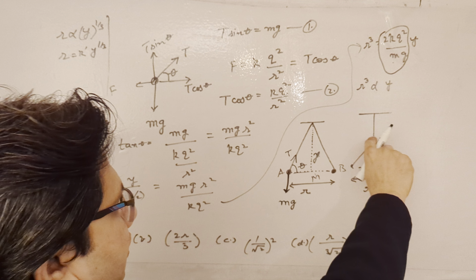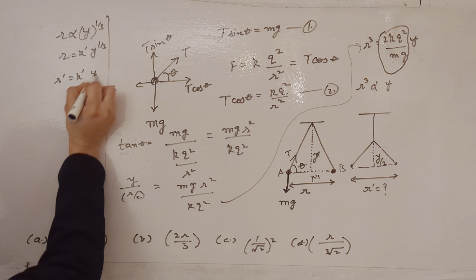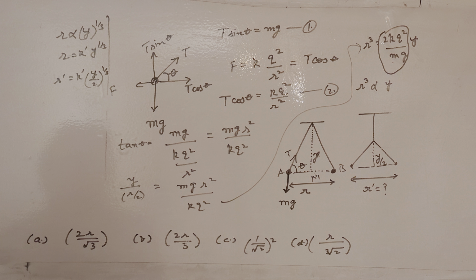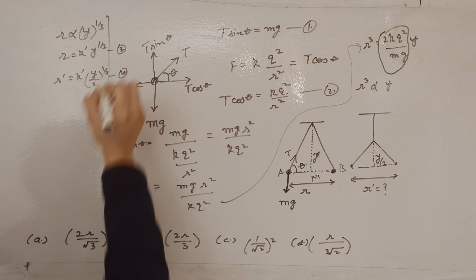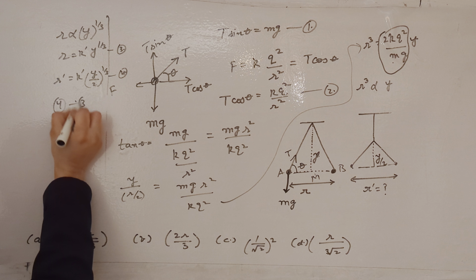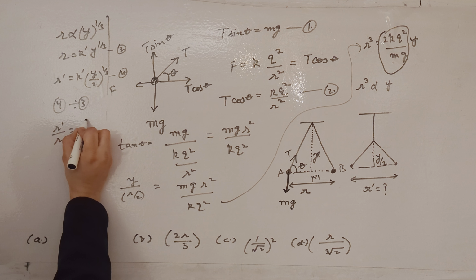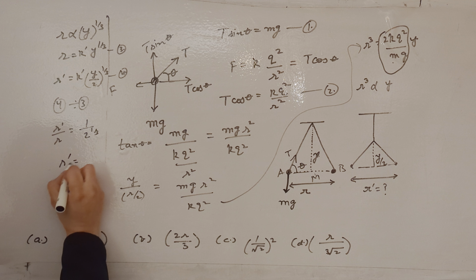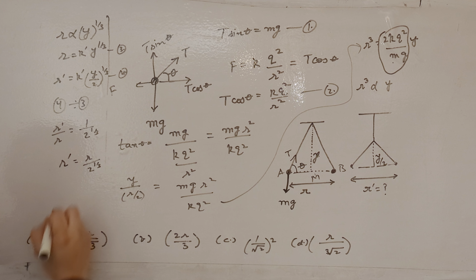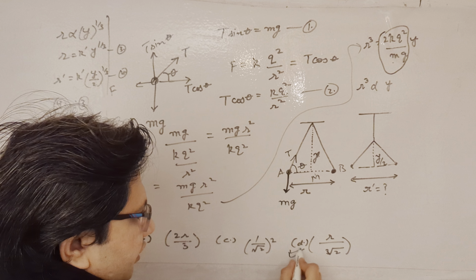Then if this height becomes y by 2, so r dash will be equal to k dash times y by 2, the whole power 1 by 3. We call this equation number 3 and this equation number 4. Now 4 divided by 3, we get r dash upon r equal to 1 upon 2 to the power 1 by 3. Or we can say that r dash is equal to r upon 2 to the power 1 by 3, that is, r upon the cube root of 2. So option D is correct here.